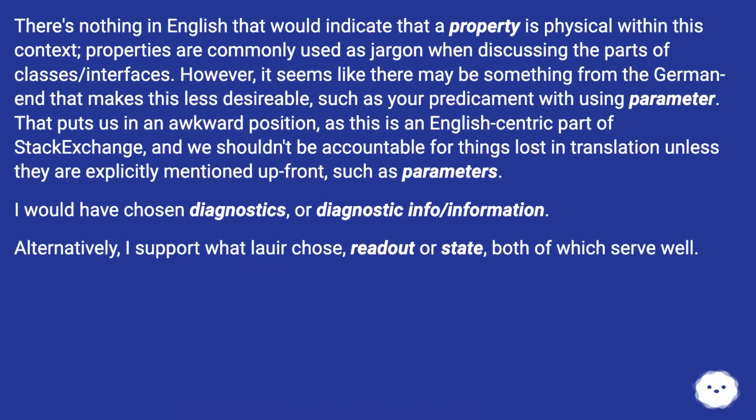There's nothing in English that would indicate that a property is physical within this context. Properties are commonly used as jargon when discussing the parts of classes/interfaces. However, it seems like there may be something from the German end that makes this less desirable, such as your predicament with using parameter. That puts us in an awkward position, as this is an English-centric part of Stack Exchange, and we shouldn't be accountable for things lost in translation unless they are explicitly mentioned up front, such as parameters.